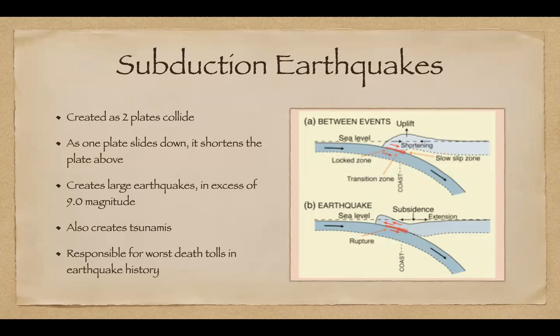As a result, it stores energy. That goes back to that elasticity part of it. During the shortening process, it also causes a little bit of uplift. And so as you can see on that diagram, it basically creates a mountain range right near the shoreline. When it eventually breaks and it goes back to the way it was, it can create huge earthquakes in excess, meaning above 9.0 in magnitude.